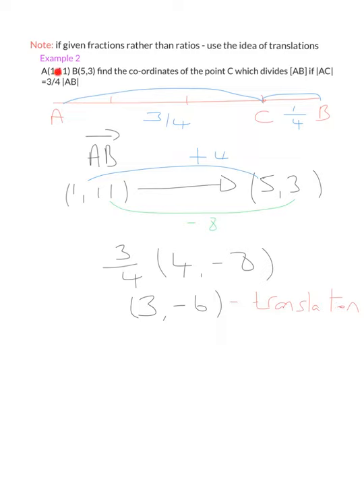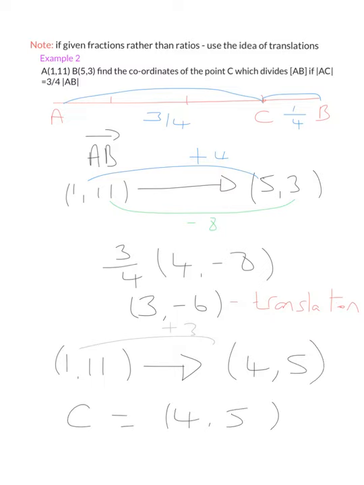Okay, so we go back to our A. Our A was (1, 11), and I apply 3/4 of my original translation, which is (3, -6). To get my x value, it is 1 plus 3, which will give me 4. And then for my y's, it's going to be 11 minus 6, which will give me 5. So my C is (4, 5). So C now is (4, 5).